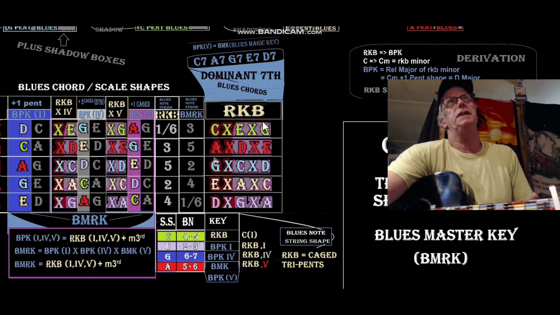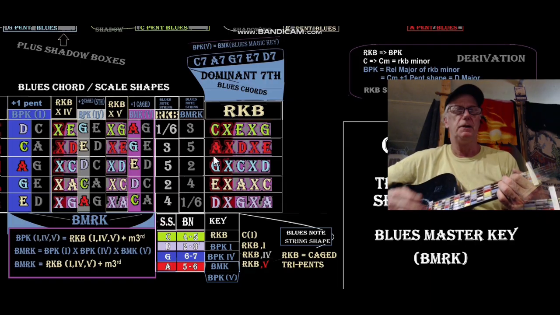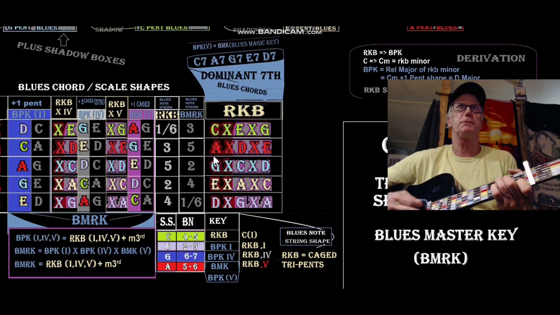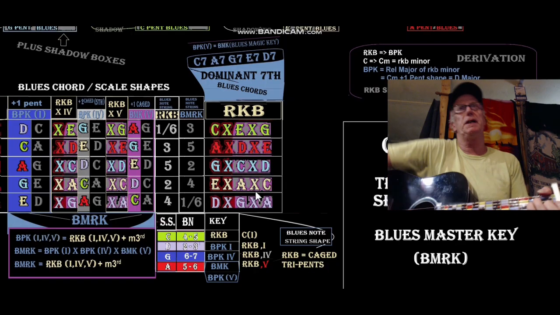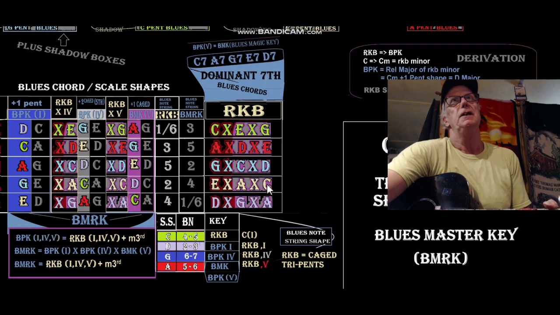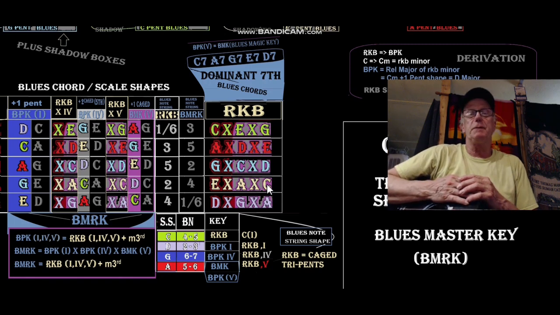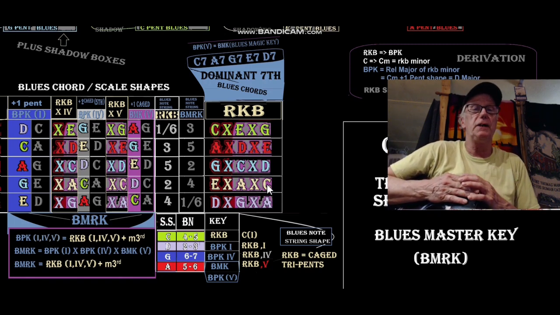That would be just C, E shaped. These are the regular CAGE shapes. E, A to C. Now here we have a half shape on that C. But today we've got the opportunity to learn how to get around that half shape when we're doing a blues.